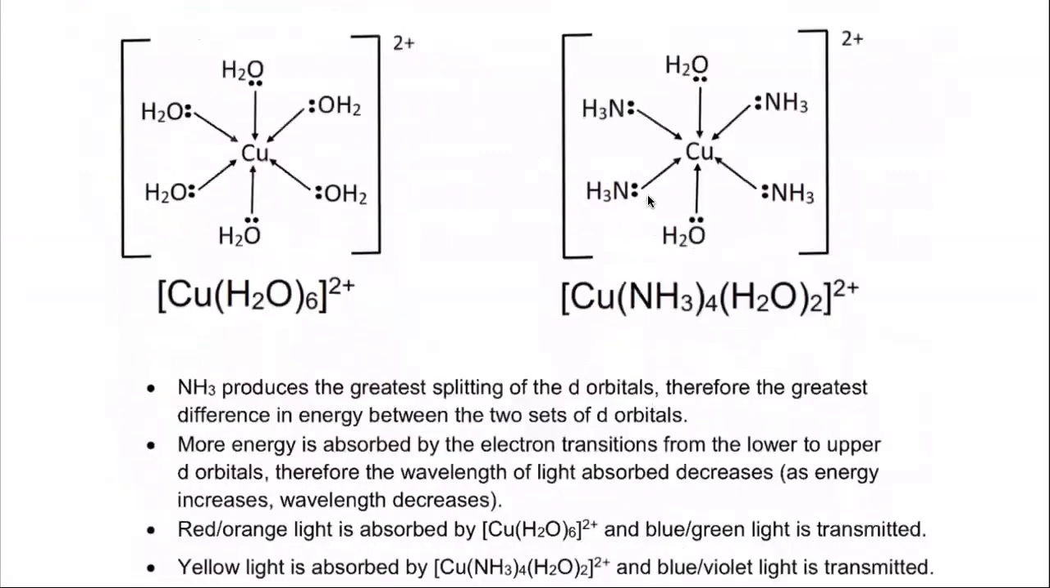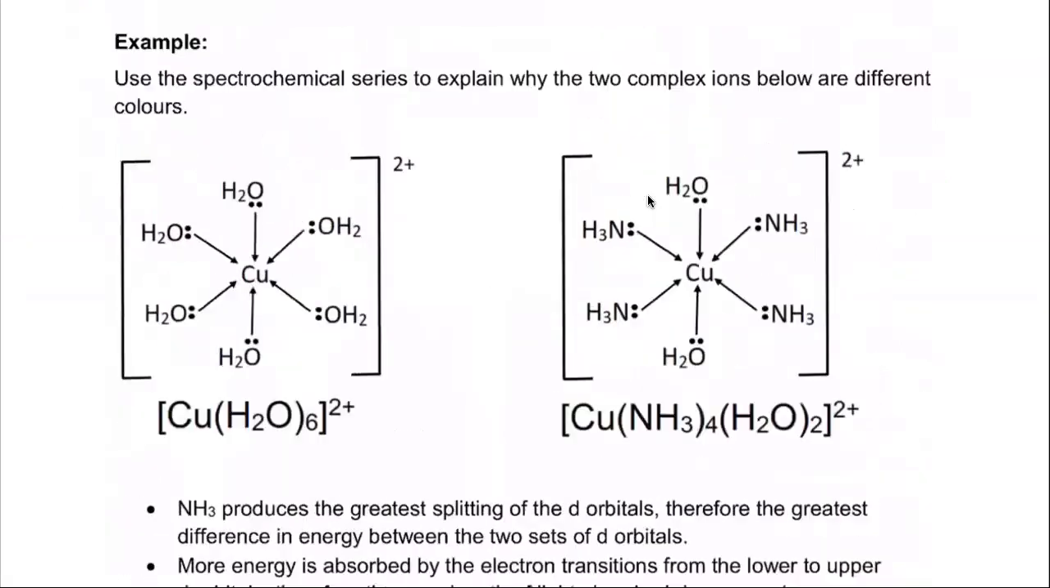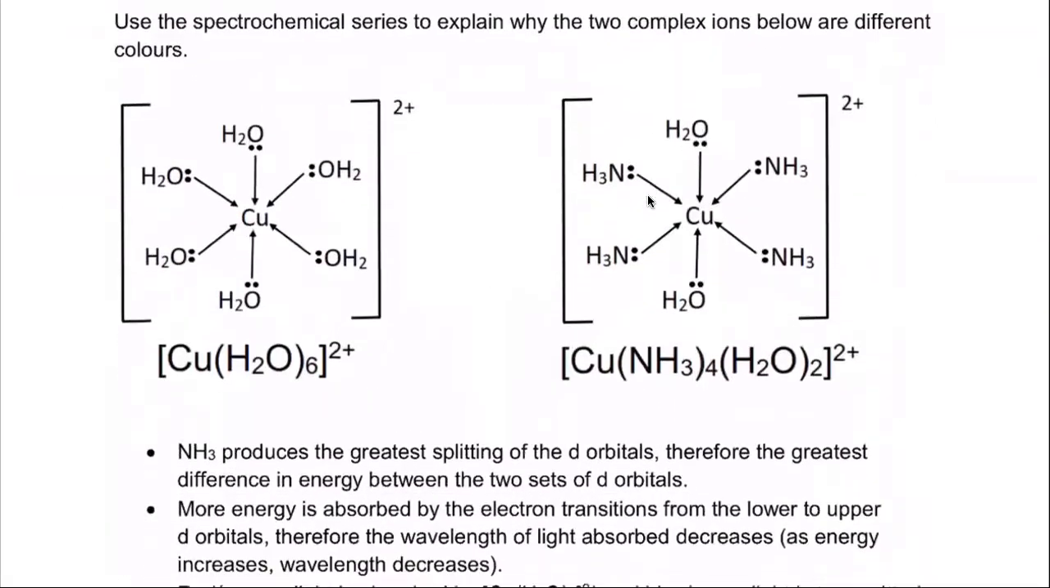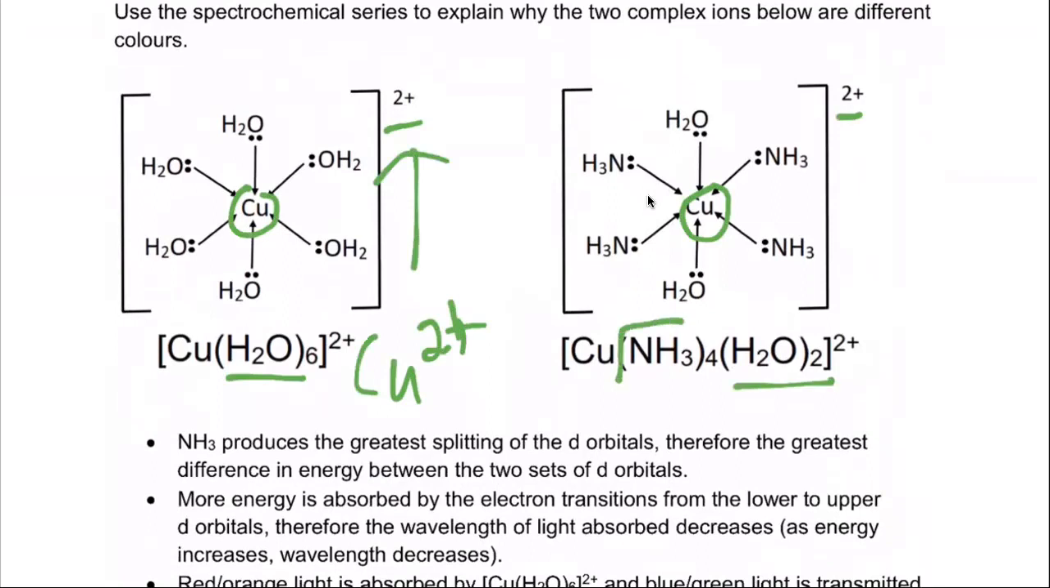And basically it says use the spectrochemical series to explain why the two complex ions below are different colors. If we look, they both have copper as the central metal ion. They both have a 2+ charge on the whole complex ion. The difference here is that this one has 6 water molecules. Those are all neutral, so this is Cu2+, the same as the overall complex ion charge. This one has 2 water molecules, but 4 that are ammonia.